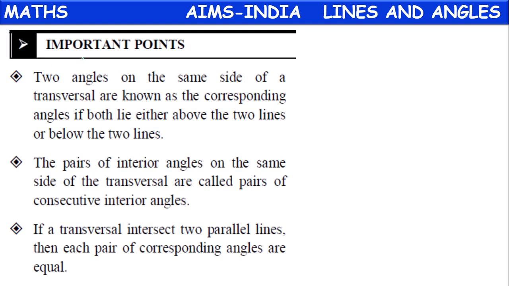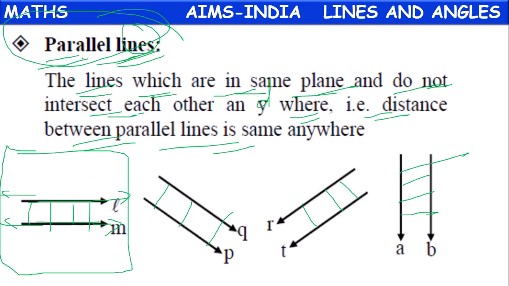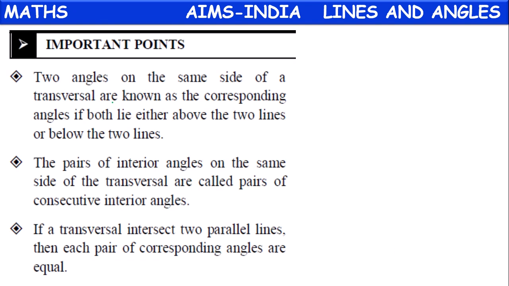Next, let's see the important points regarding parallel lines and transversal. Two angles on the same side of the transversal are known as corresponding angles if both lie either above the two lines or below the two lines.